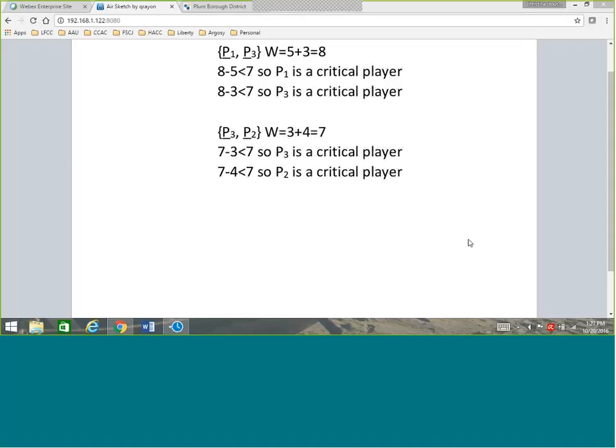Do the same thing for the second winning coalition that has a capital W of 8. I did 8 minus 5, which is less than 7. 8 minus 3 is also less than 7. So both of those are critical players, and they are both underlined as well. The next winning coalition has a capital W of 7. 7 minus 3 is less than 7. 7 minus 4 is less than 7. So both of those are critical players, and they've also been underlined.